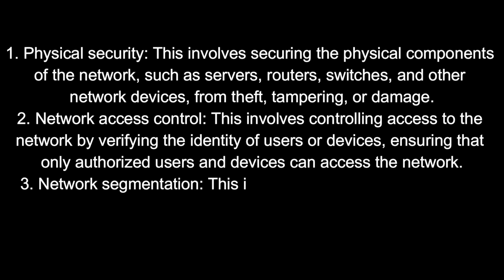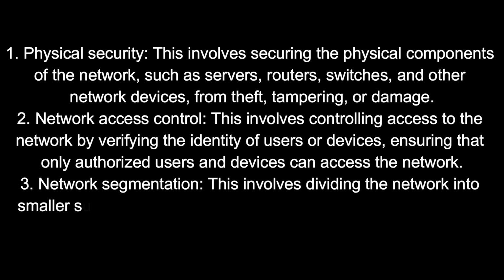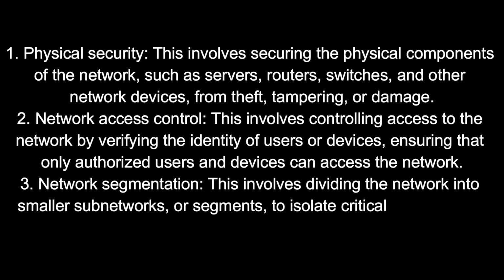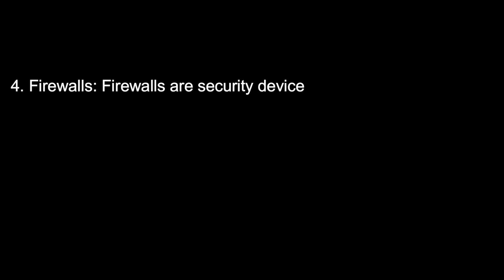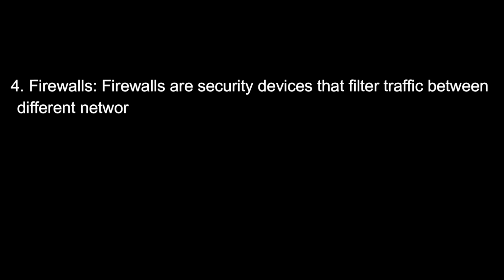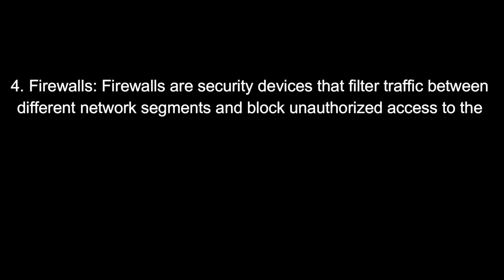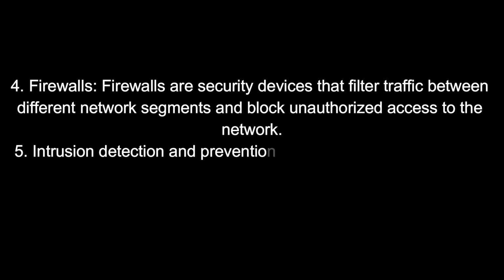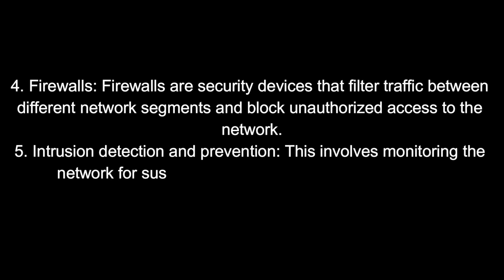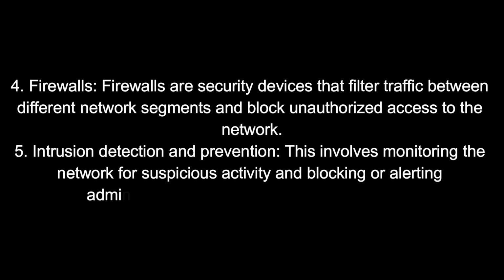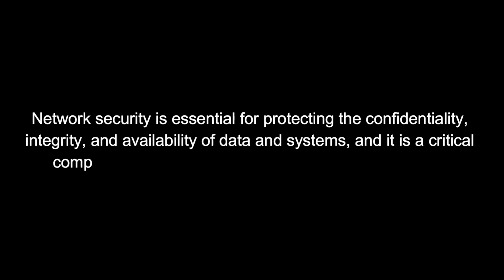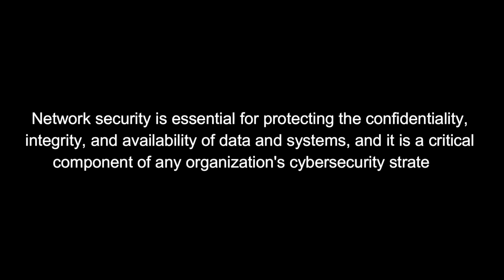3. Network segmentation. This involves dividing the network into smaller subnetworks, or segments, to isolate critical systems and prevent unauthorized access. 4. Firewalls. Firewalls are security devices that filter traffic between different network segments and block unauthorized access to the network. 5. Intrusion detection and prevention. This involves monitoring the network for suspicious activity and blocking or alerting administrators about potential security threats. Network security is essential for protecting the confidentiality, integrity, and availability of data and systems, and it is a critical component of any organization's cybersecurity strategy.